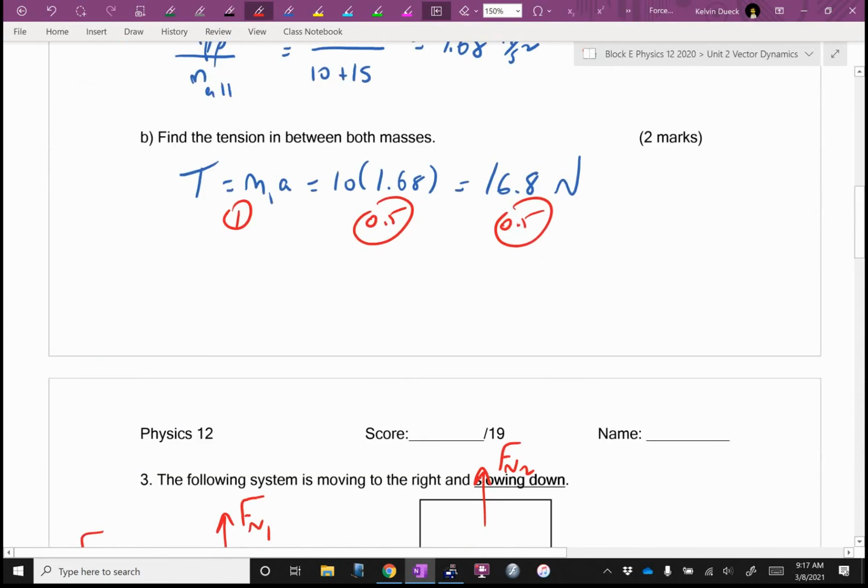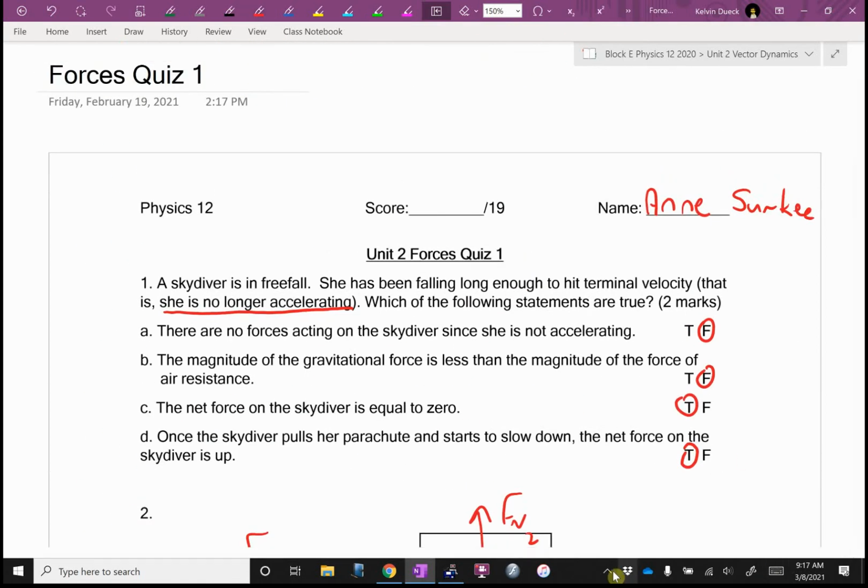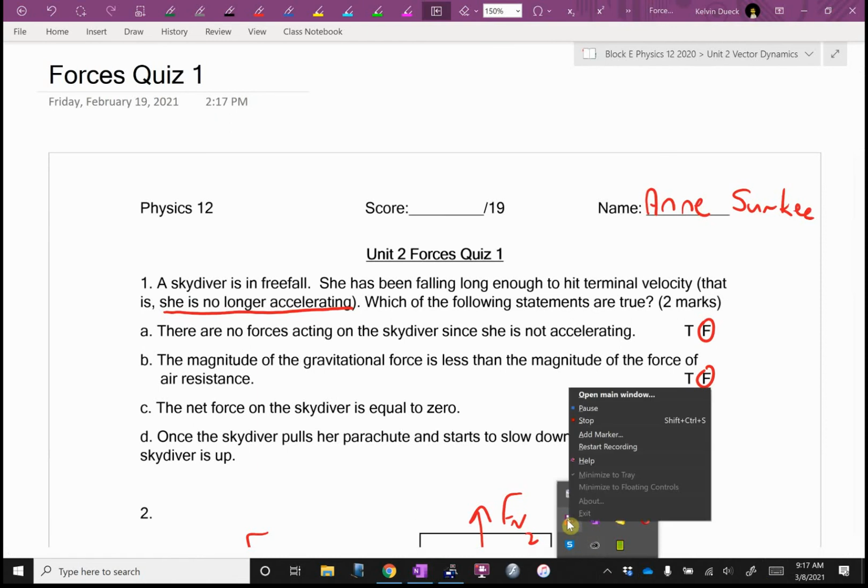Can you give yourself a lovely score, please, out of 19? If you need to lawyer with me, now is the time. Otherwise, you can pass them towards the center.